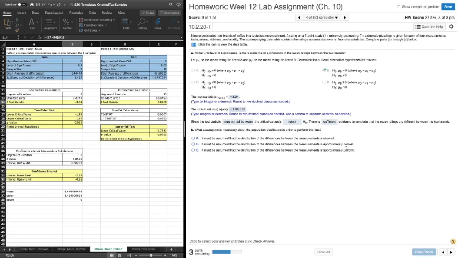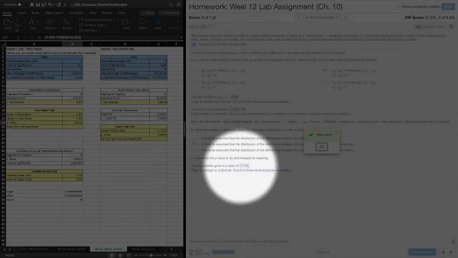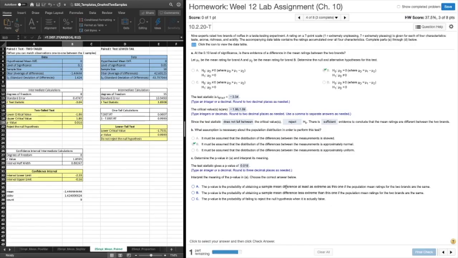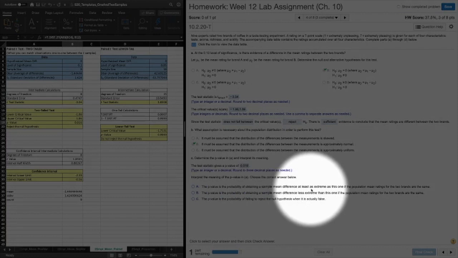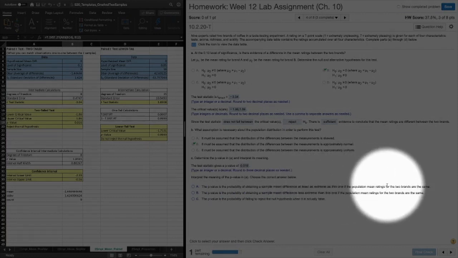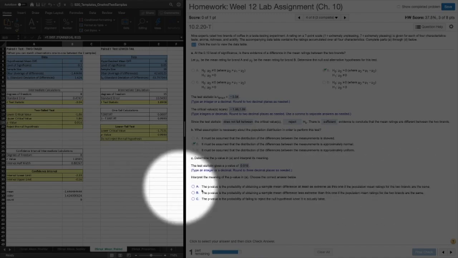Well, it's always about normality. We need to assume that the measurements are approximately normal. What is the p-value? Right there. And finally, the p-value is the probability of obtaining something like this, at least as extreme as that, if H1 was actually satisfied.